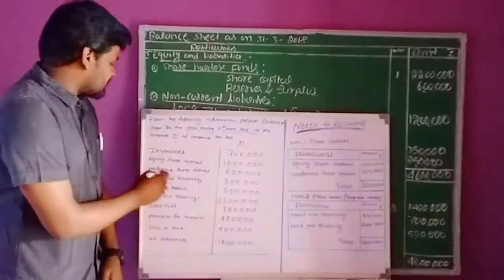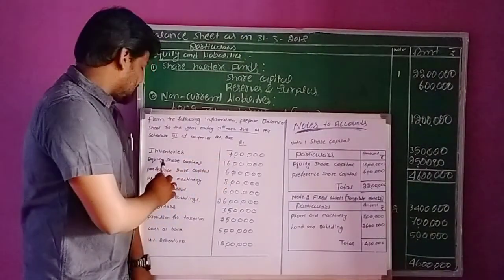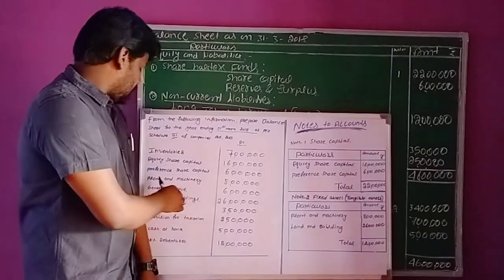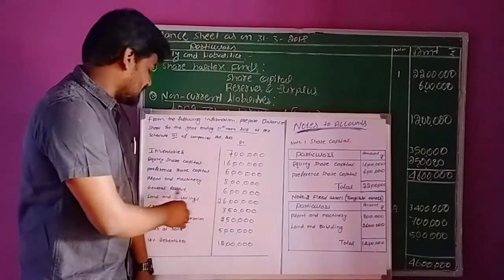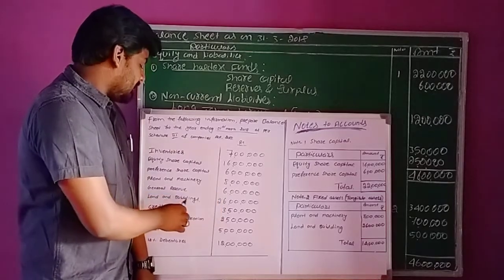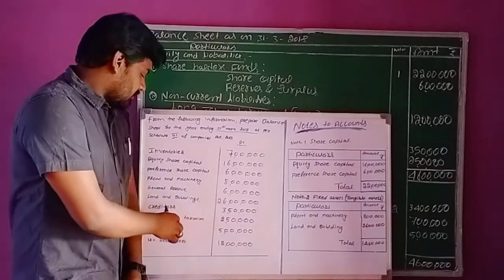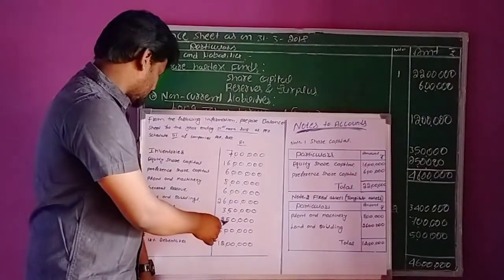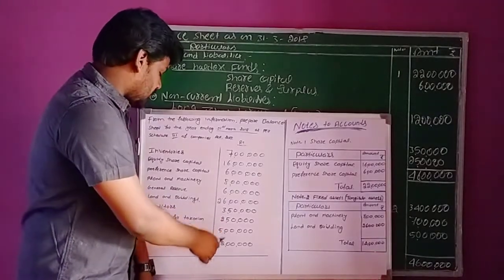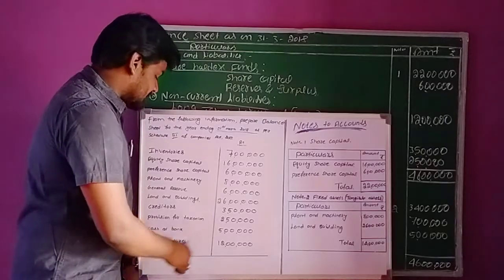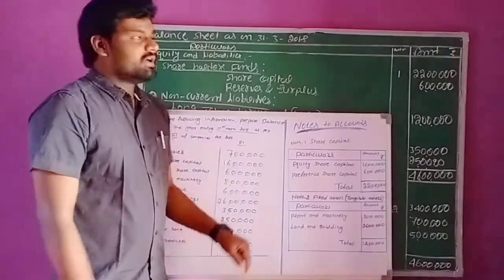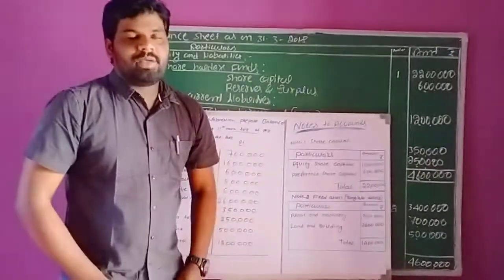So the information: inventory 7 lakhs, equity share capital 16 lakhs, preference share capital 6 lakhs, plant and machinery 8 lakhs, general reserve 6 lakhs, land and building 26 lakhs, creditors 3,50,000, provision for taxation 2,50,000 rupees, cash at bank 5 lakhs rupees, and 12% debentures 12 lakh rupees. This is the given information regarding preparation of this balance sheet.